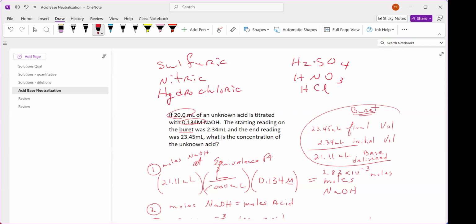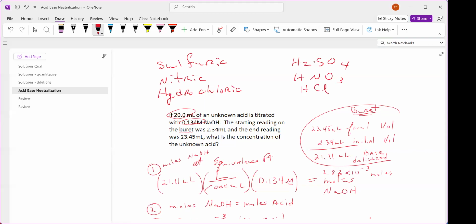So sulfuric is H2SO4, nitric is HNO3, hydrochloric is HCl. And there are four more that are kind of unique. You wouldn't run into them very often, especially in a freshman chemistry class.